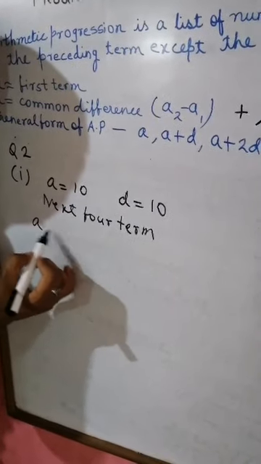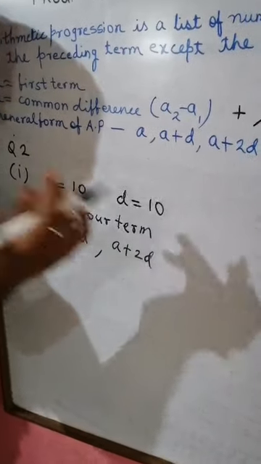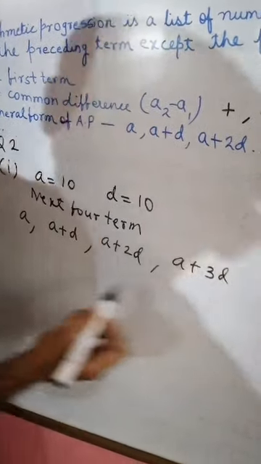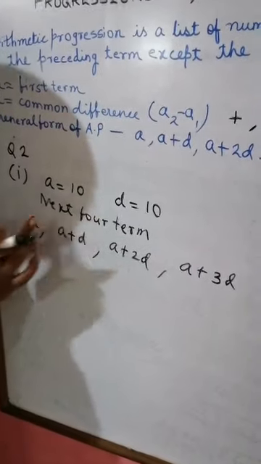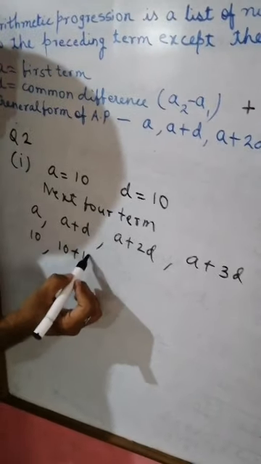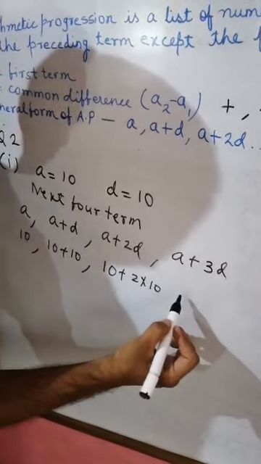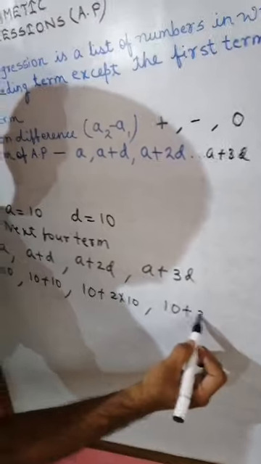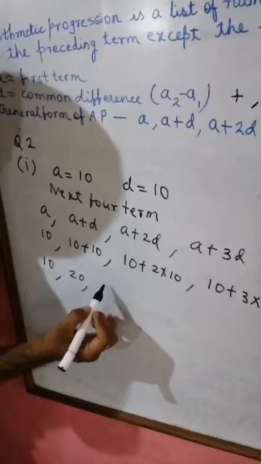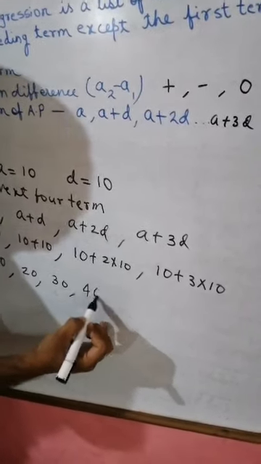A is the first term, A plus D second term, A plus 2D third term, A plus 3D fourth term. Now what is the first term? What is the A value? 10. 10 plus what is the D value? 10 plus 10. 10 plus 2 into 10. Again 10 plus 3 into 10. So it will be 10, 20, 2 into 10 is 20 plus 10 is 30, and 40.